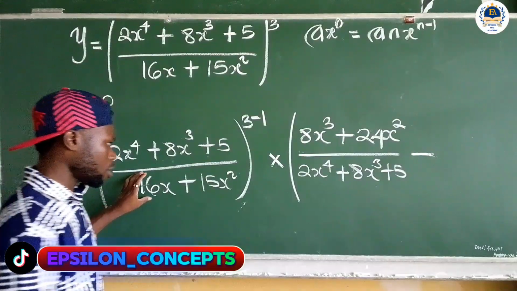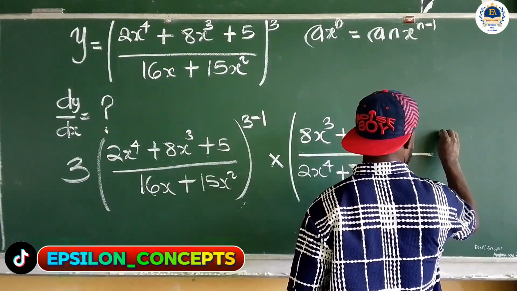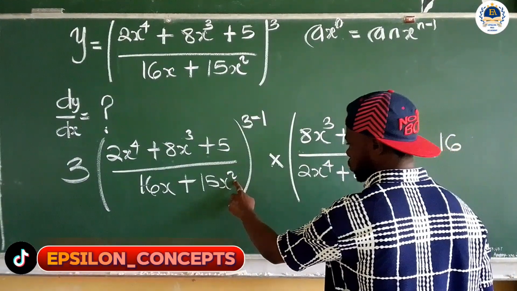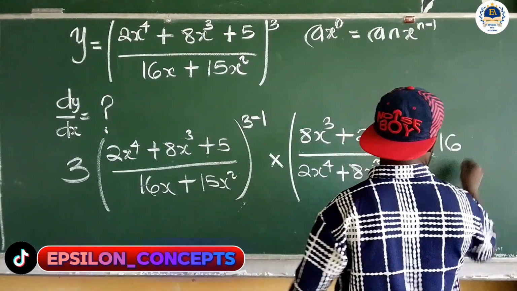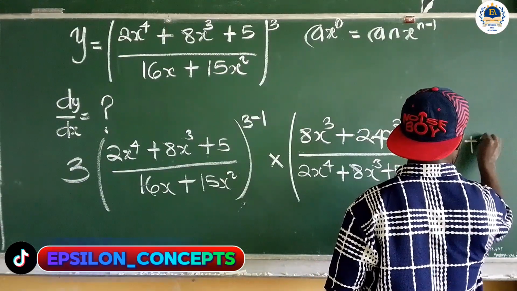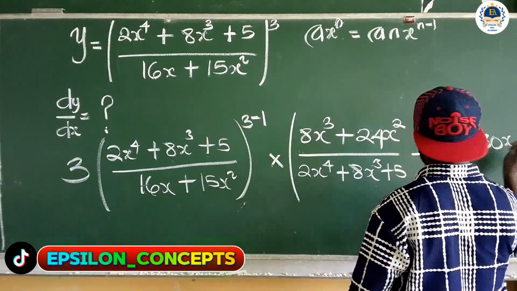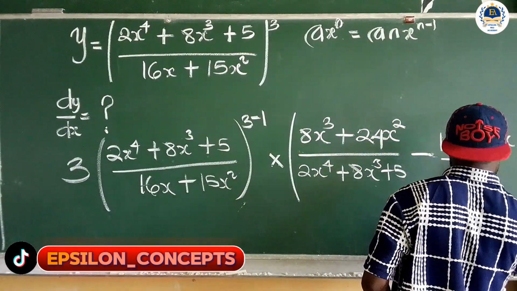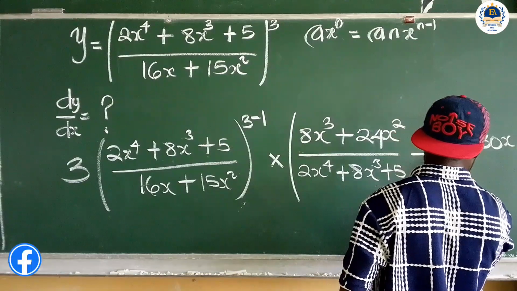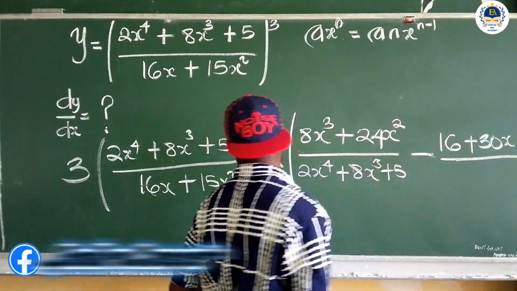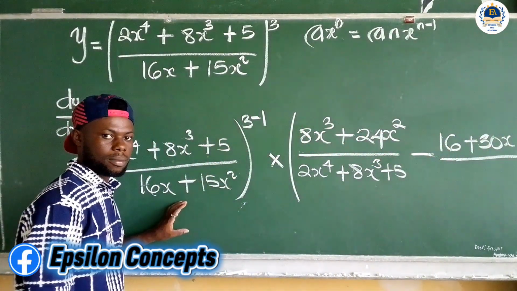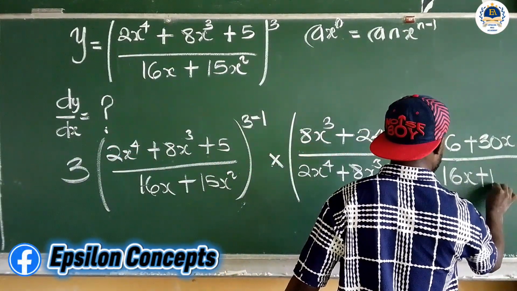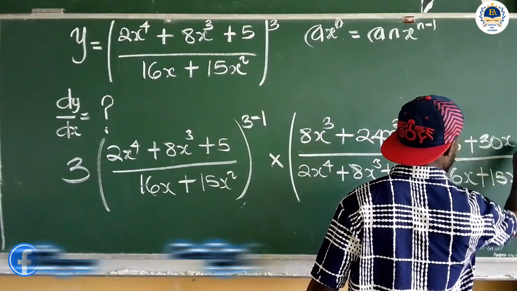So the derivative of 16x will give 16. And the derivative of 15x raised to the power of 2 gives 2 times 15, which is 30, plus 30x raised to the power of 2 minus 1 is 1. Then all divided by this, which is 16x plus 15x raised to the power of 2.